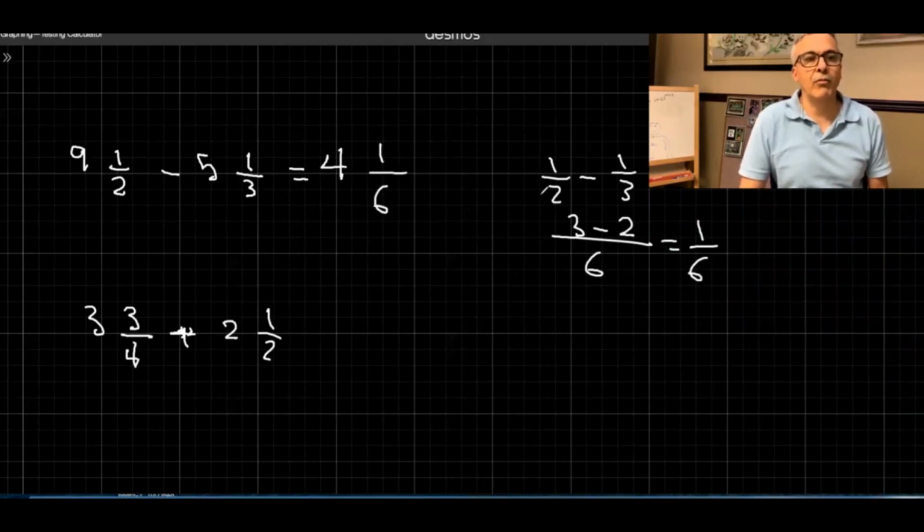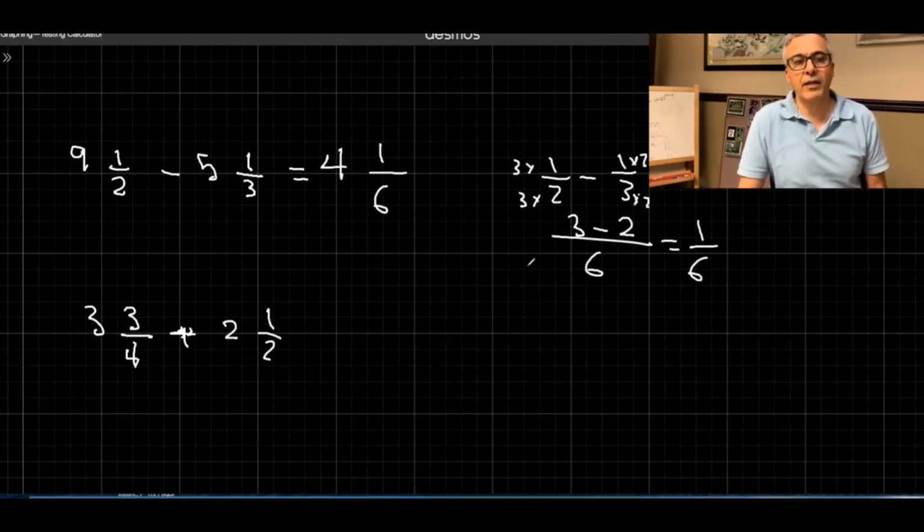So my answer here is 4 1/6. Of course, if you're more comfortable doing common denominator this way, you multiply this by 3, multiply this by 3, multiply this by 2, and you multiply this by 2, you still get 3 minus 2, which gives you 1/6, and that's the answer. Now, here's one more, and this will be my last question that I'm going to cover.